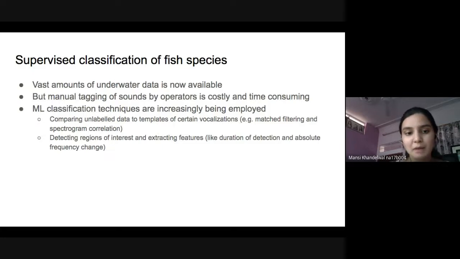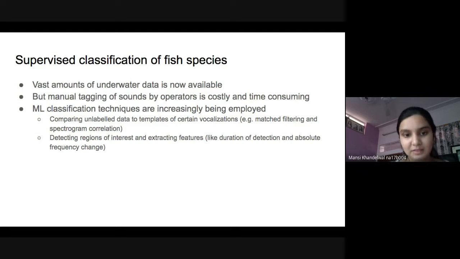And to speak about some classification techniques which are currently being employed. So one way is to look at label data, which would be in the form of spectrograms. This is the data that you're going to get through underwater recordings, and then compare it with data which we already know belongs to a certain species, either by matched filtering or by spectrogram correlation. To give you an example, it's like a fingerprint of fishes, like Sir and I discussed. So if you compare different spectrograms, you can actually match them to see if the sound is coming from a particular species.